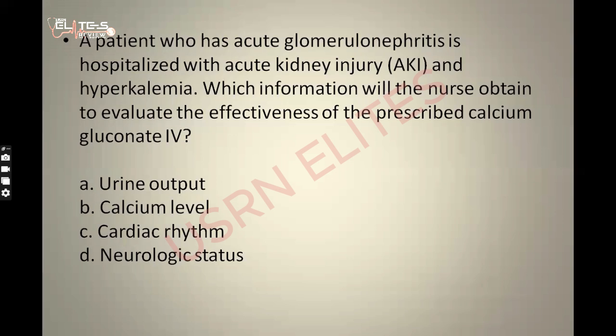We have another one here. A patient who has acute glomerulonephritis is hospitalized with acute kidney injury and hyperkalemia. Which information will the nurse obtain to evaluate the effectiveness of the prescribed calcium gluconate IV?